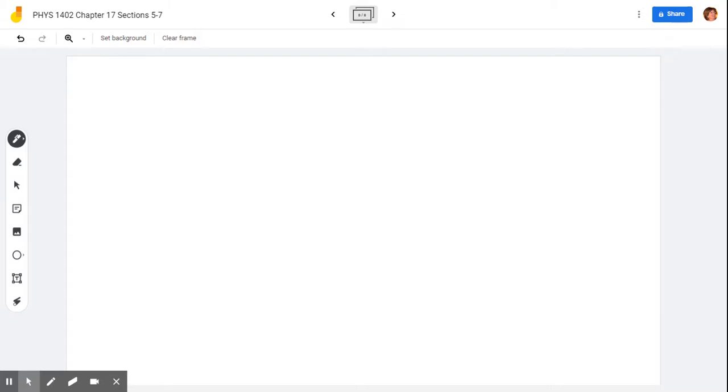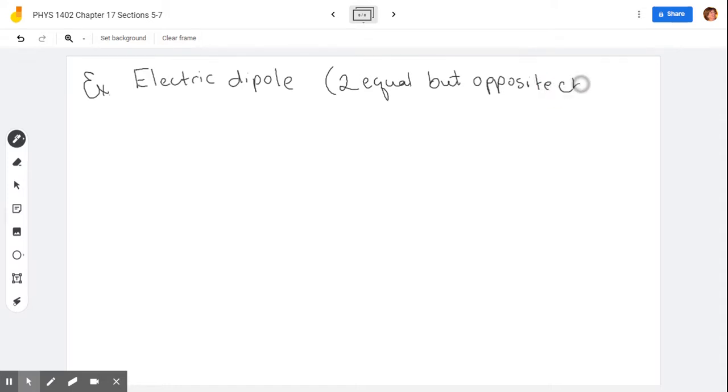All right, let's look at another example. This example, we're going to look at an electric dipole. Basically, this means we have two equal but opposite charges. And we're going to find the strength of the electric field at various different locations. So I'll try to draw this as neatly as I can.